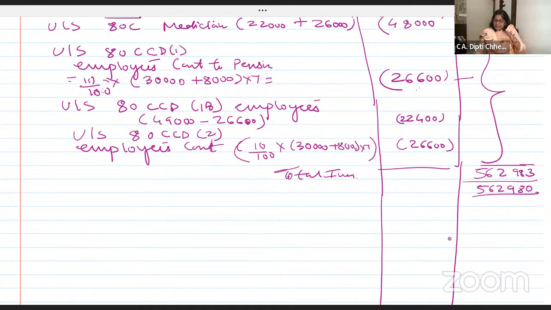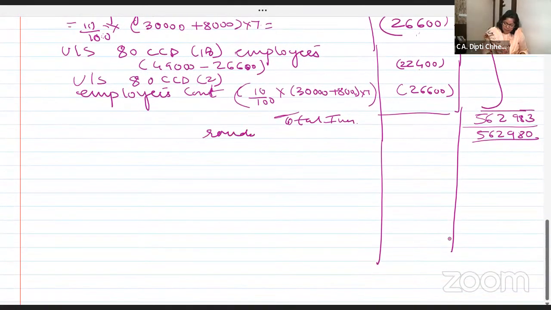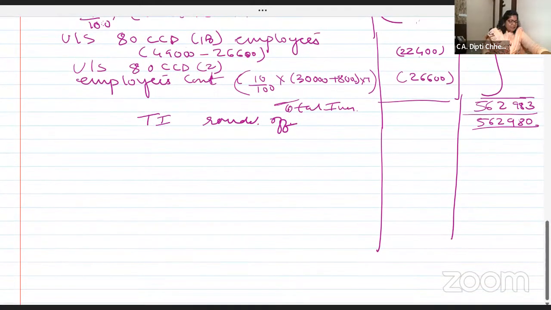85 and above we will make 90, below that we will keep 80, rounded off. Tax is to be rounded off under section 288B. Is this okay? Now calculate tax on this. He is a senior citizen. Remember, what will the basic exemption be for him?